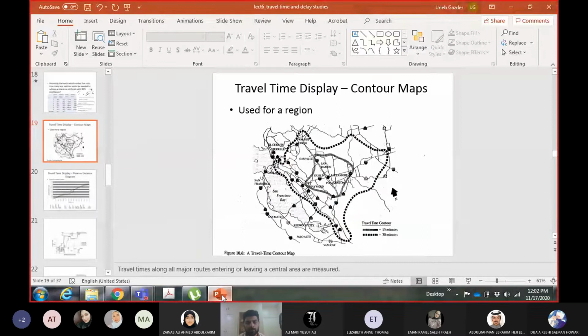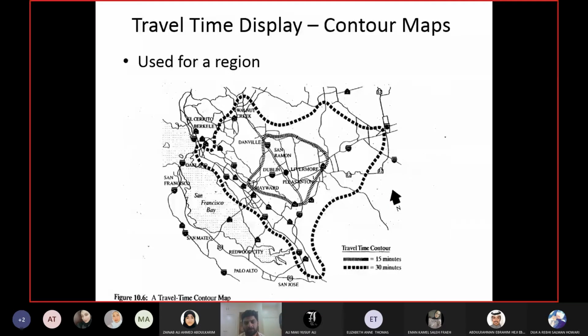Now, if you remember, I told you at the beginning of this topic that one of the applications of a travel time study is to prepare a travel time contour map, a map which shows the line joining the points of same travel time from a center. So you can see an example on the slide here. This is a travel time contour map, and you can see two lines are here, and the legend is given at the right bottom corner.